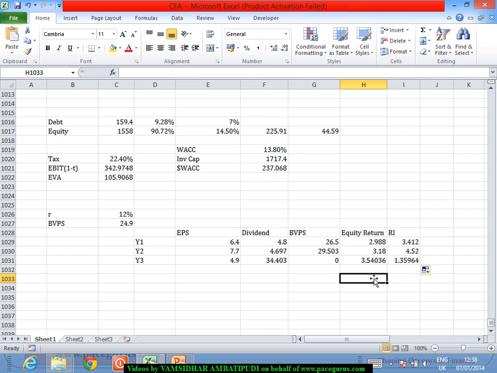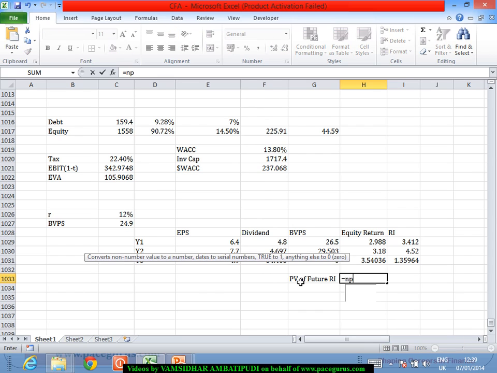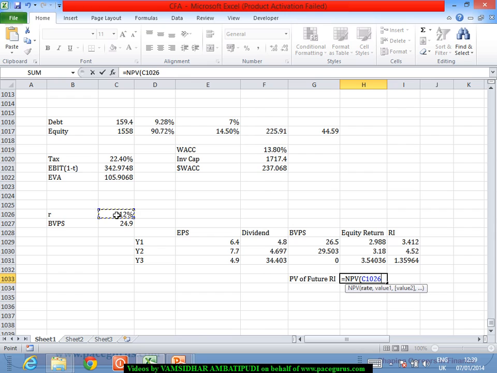So based on this, I can very well find out the present value of all the future residual income. Now after the third year there is nothing else, because the company will get closed down. So the present value of all the future is only for the next 3 years. So present value of future RIs. When I say present value of the future RIs, I will take NPV at the rate of 12% of these numbers.